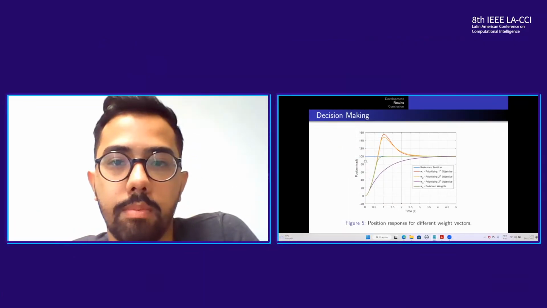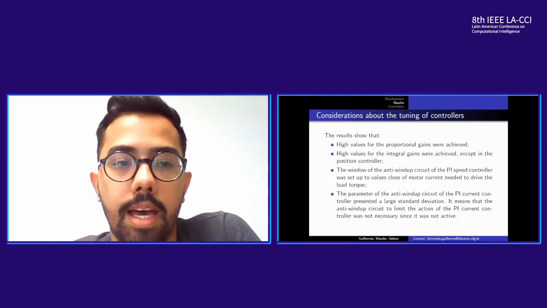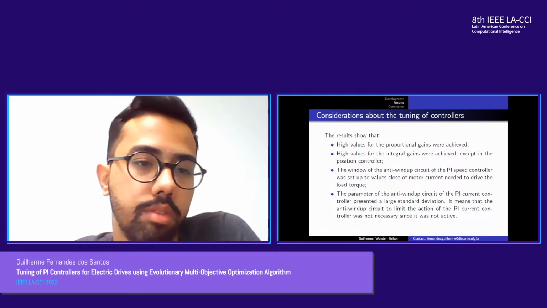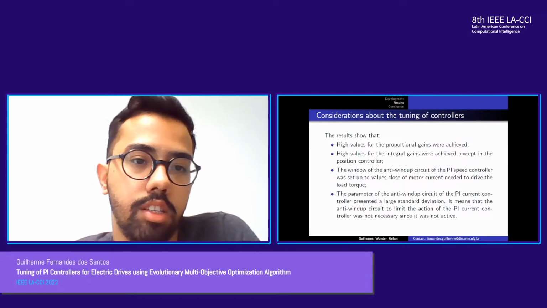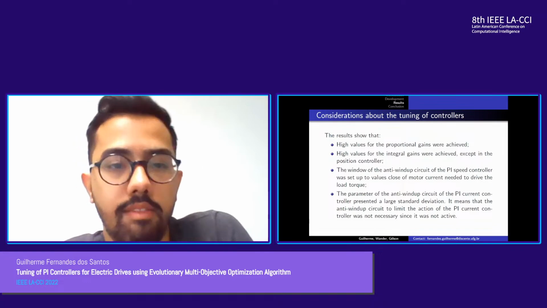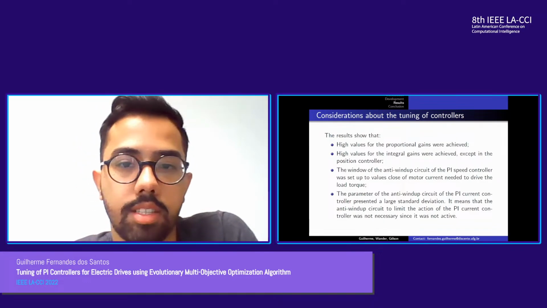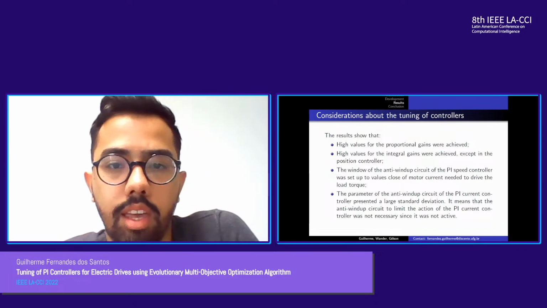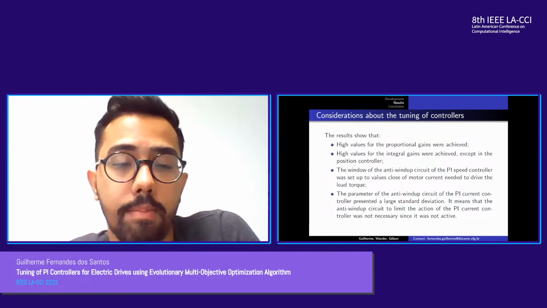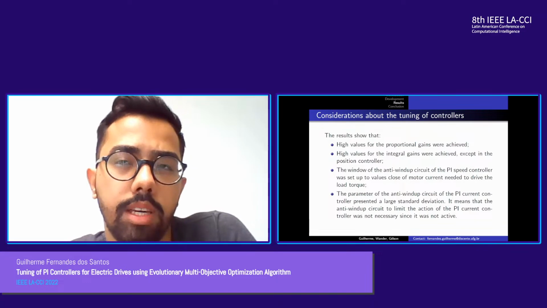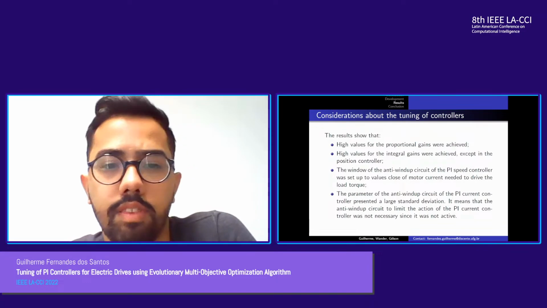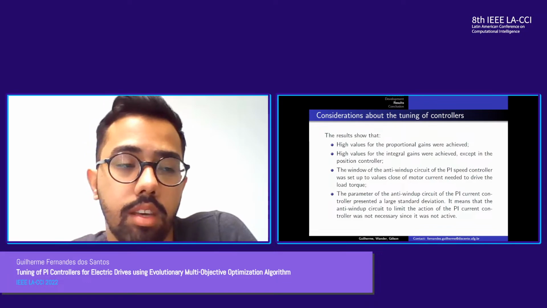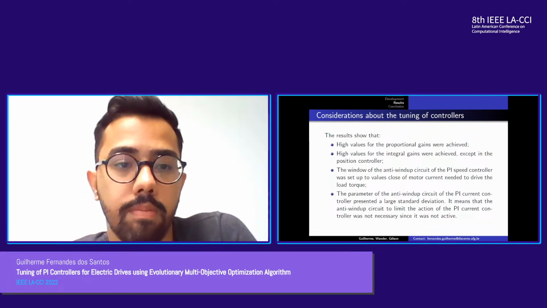Some considerations about the tuning of the controllers. The results show that, in a general way, high values for the proportional gains were achieved, and high values for the integral gains too, accepted in the position controller because we don't have a limitation on the output of this controller.